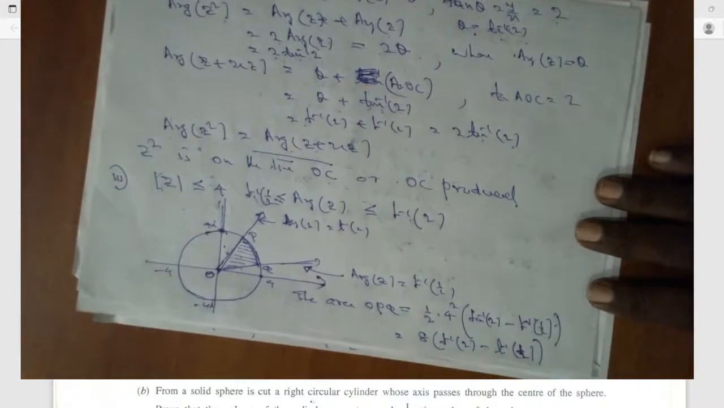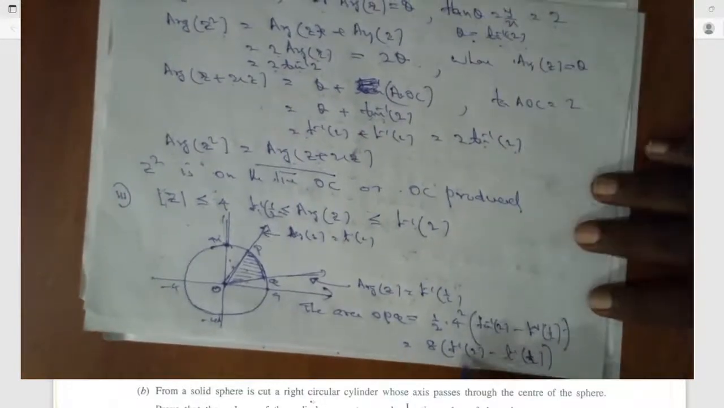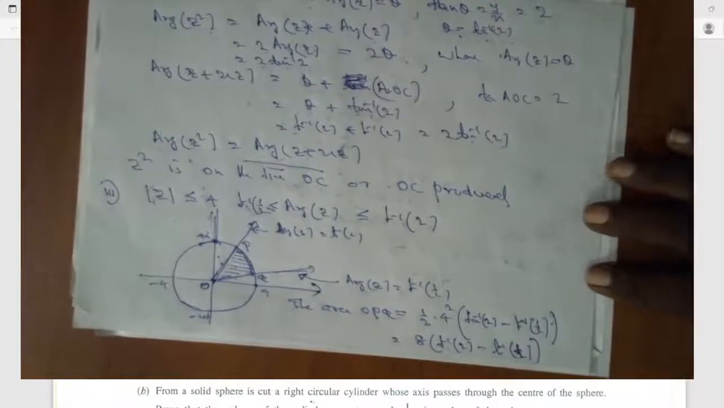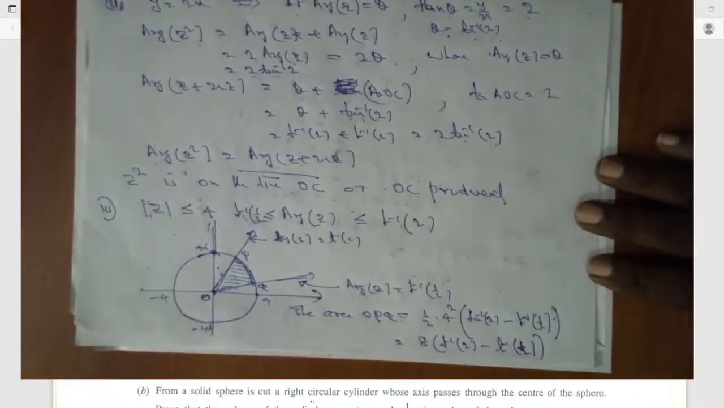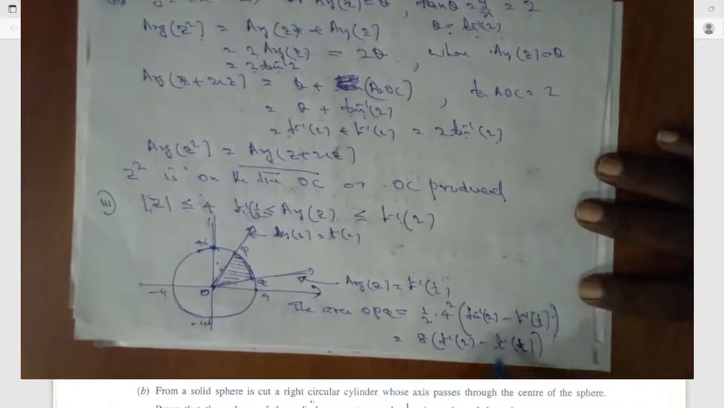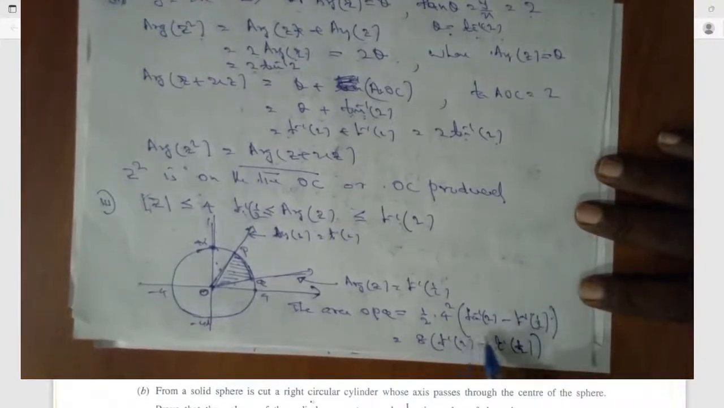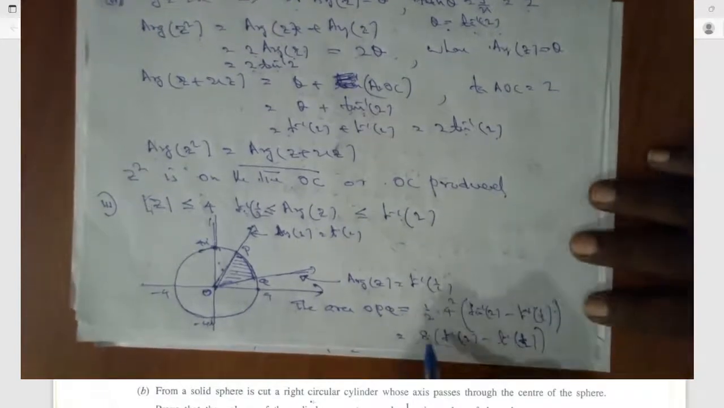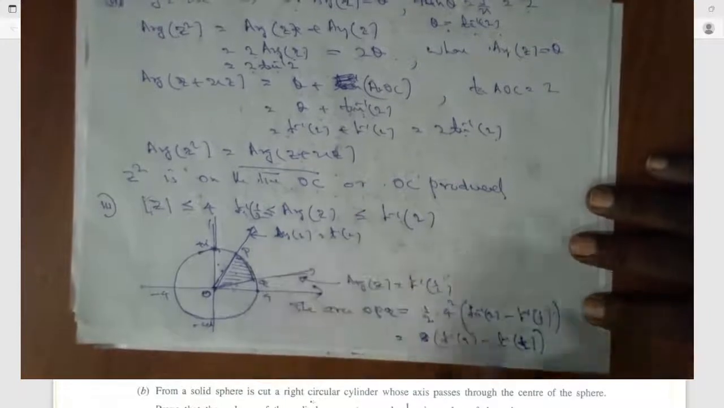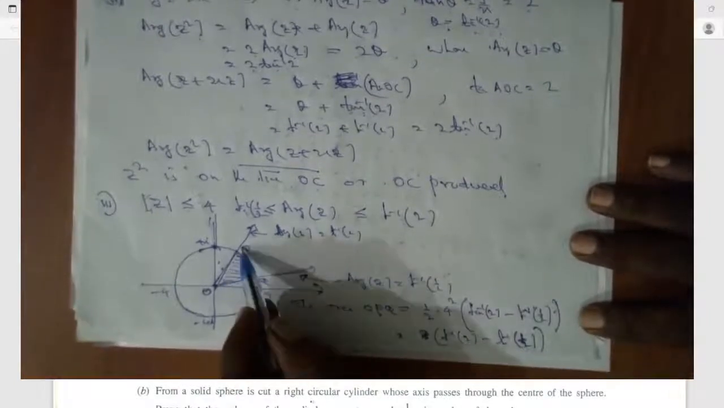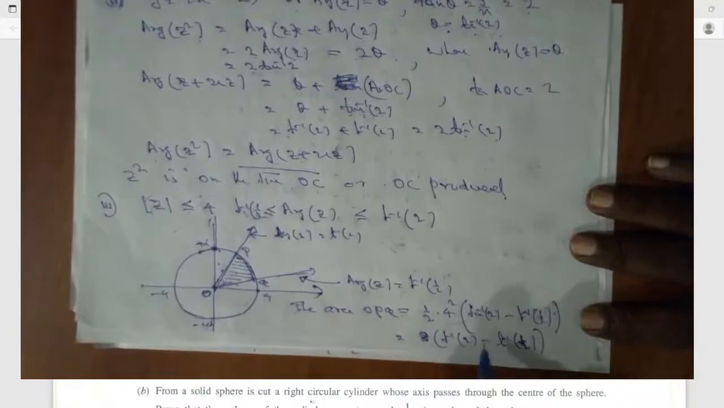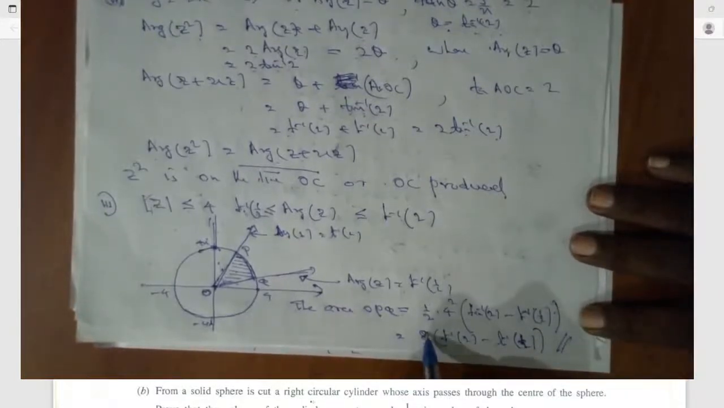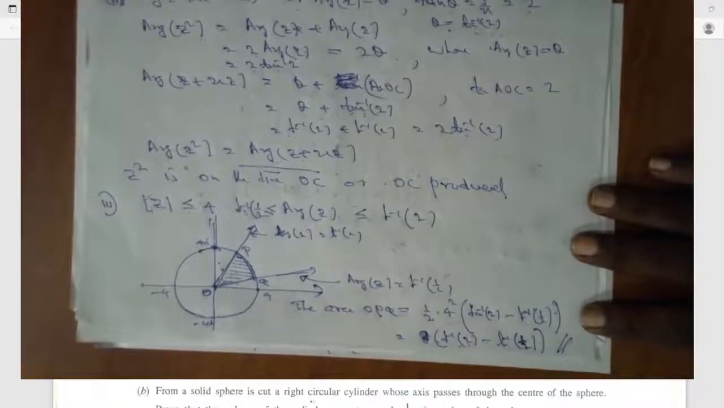Actually, you can simplify this one further, but that is not necessary. You can put this one as a single tan inverse term, no? Yes, sir. Very easily. The last part, you have to find the area of this shaded region. That is the angle between these two lines, this much. So you can leave the answer like this: 8 times tan inverse 2 minus tan inverse half, right?